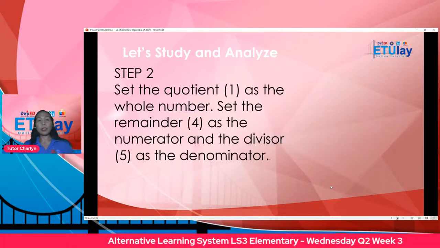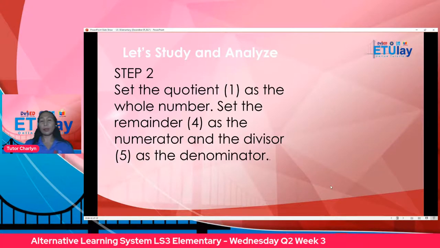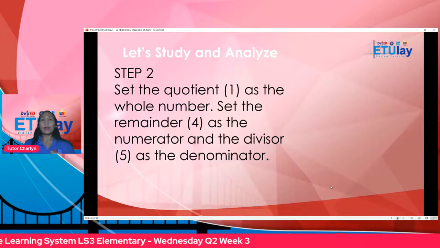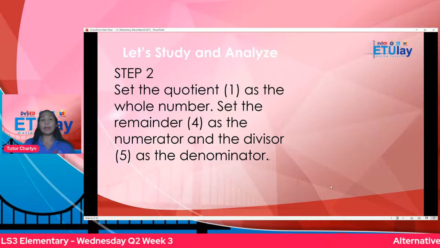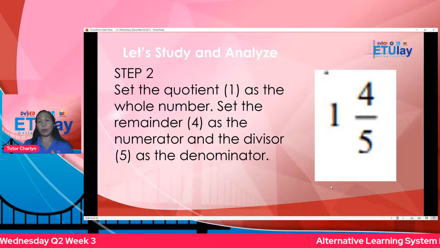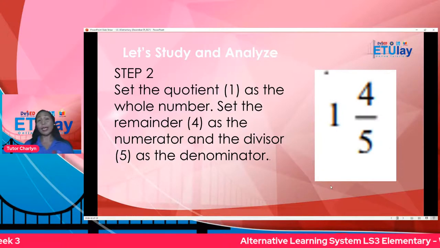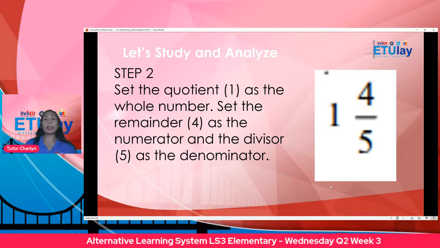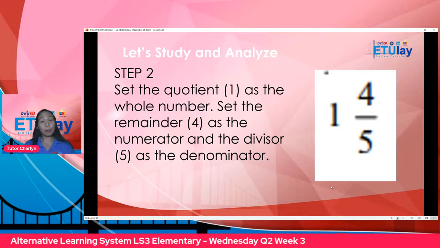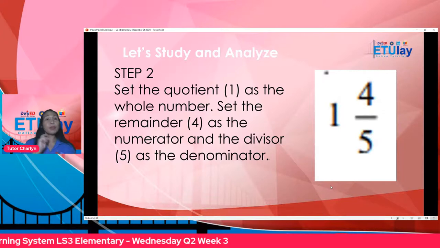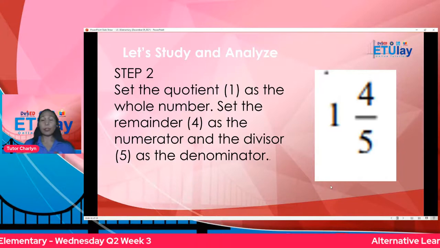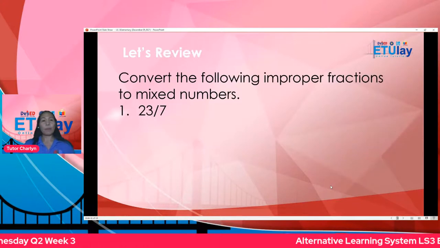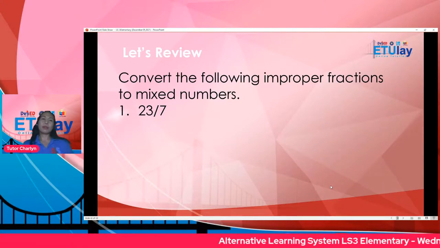So, step number 2, the quotient 1 is the whole number, set the remainder as the new numerator and the divisor 5 as the denominator. So, 9 over 5 ay 1 and 4 over 5. So, yung sagot sa divide, yun yung magiging whole number. Then, yung remainder, yun yung magiging numerator. Then, yung divisor, yun yung magiging denominator. Okay, how about this one?